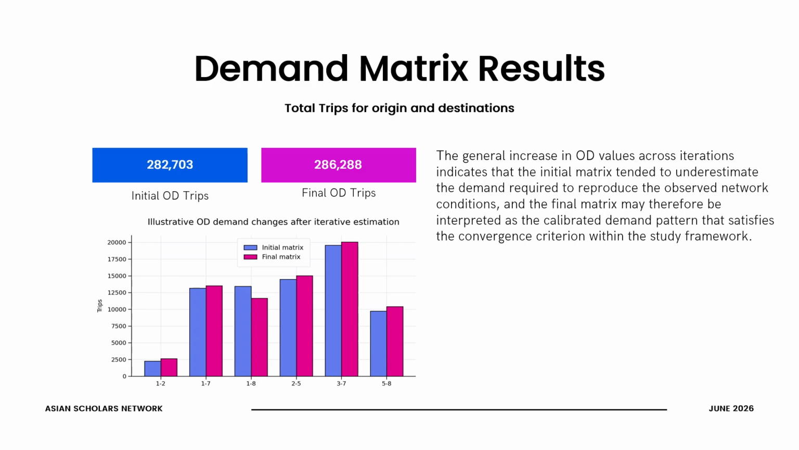This slide presents the change in total trips between the initial and final OD matrix. In general, OD values increase across the iteration. This indicates that the initial matrix tended to underestimate the level of demand required to reproduce the observed network condition. The final matrix can therefore be interpreted as the calibrated demand pattern that satisfies the convergence criterion within the study framework.